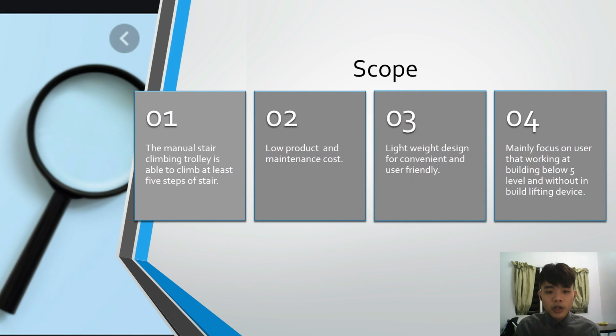For the scope of this project, the manual stair climbing trolley is able to climb at least 5 steps of stairs, with low product and maintenance costs, and a lightweight design for convenience and user-friendliness. Lastly, it mainly focuses on users working at buildings below 5 levels and without a built-in lifting device.